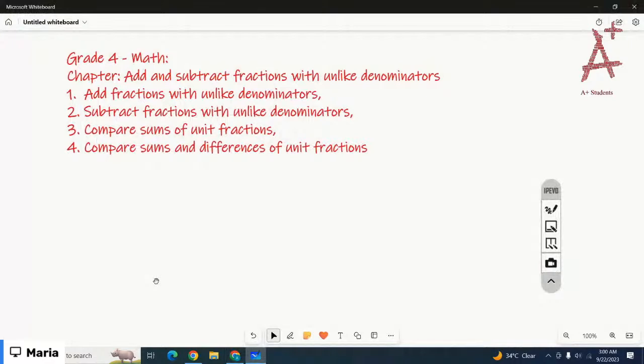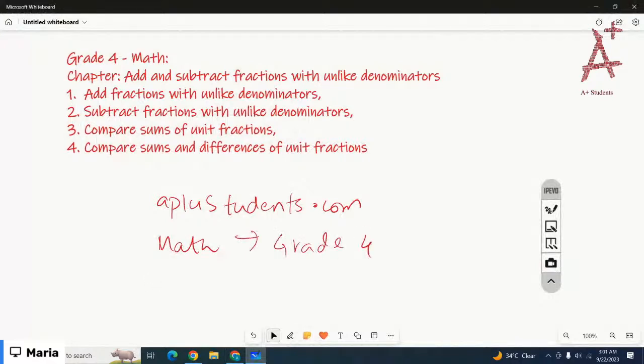We are here for grade 4 math. You can find all the lessons on aplusstudents.com. You have to log in there using your email address, and the password is provided by the administrator. Then select math from the subject tab, scroll down to grade 4, and click on view all lessons. There you can find a list of the chapters.